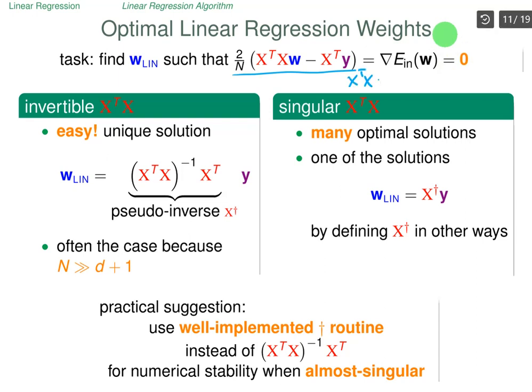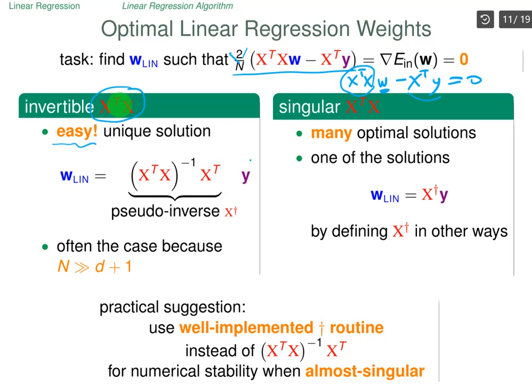X transpose X, W minus X transpose Y is equal to 0. Okay, this goes off. So we need to solve for W. It's simple. You take this to the other side, and the only thing that is left is related to X transpose X.